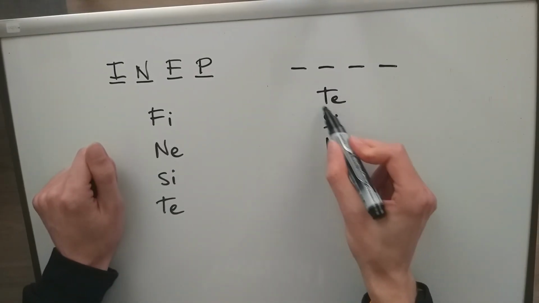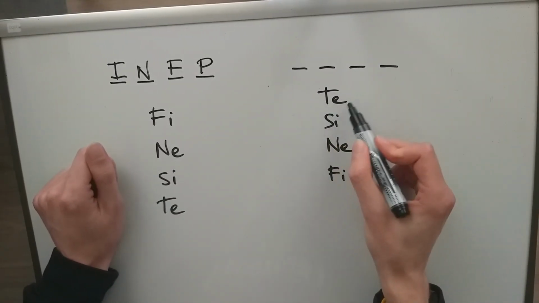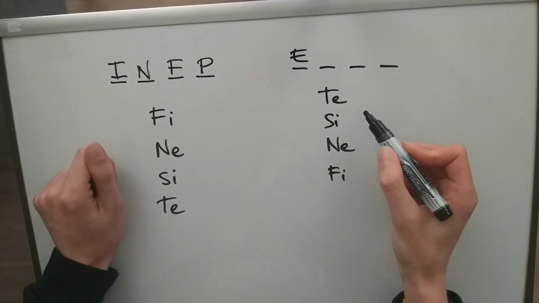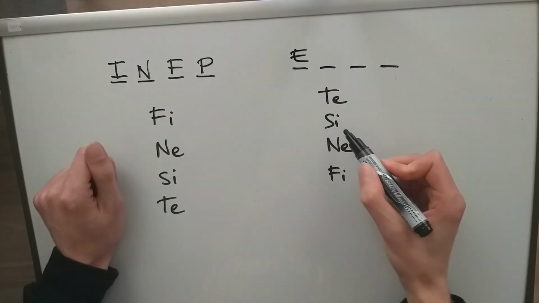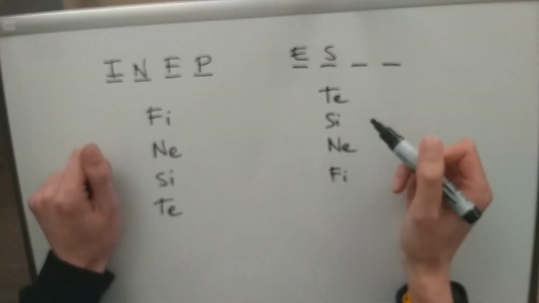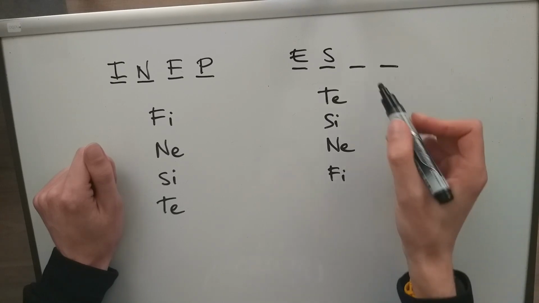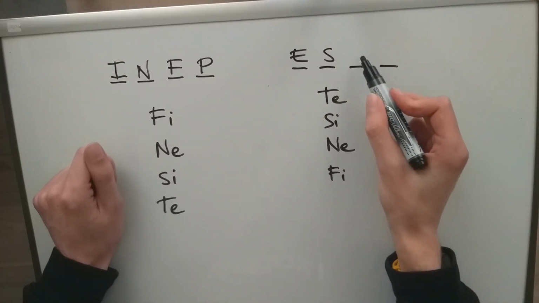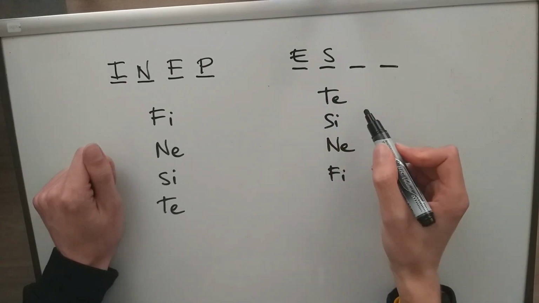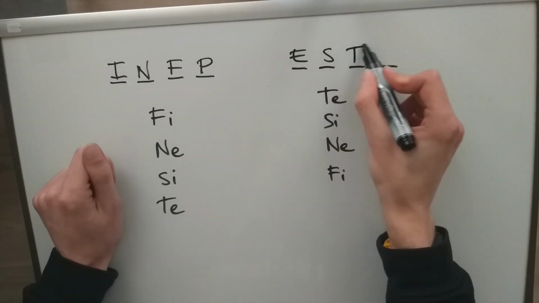We want to figure out the first letter. The first function in the cognitive stack, or the function stack, is extroverted, so it's an extroverted type. Then the first perceiving function in the stack is a sensing function, so this is a sensing favoring type. Then we want to see which of their judging functions they prefer, and the first judging function they have is thinking, so it's a thinking type.